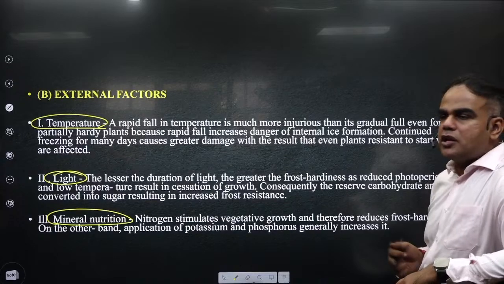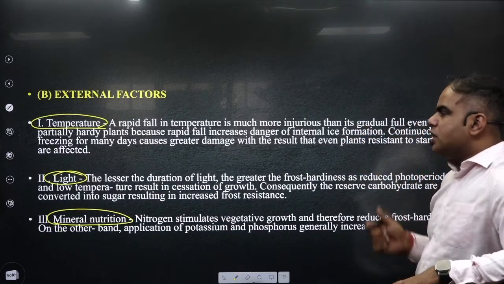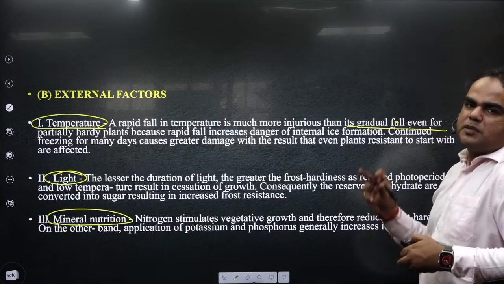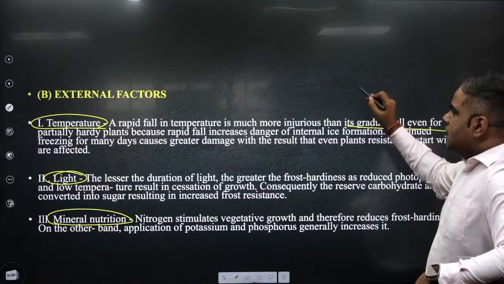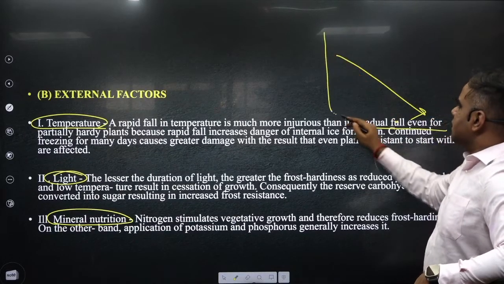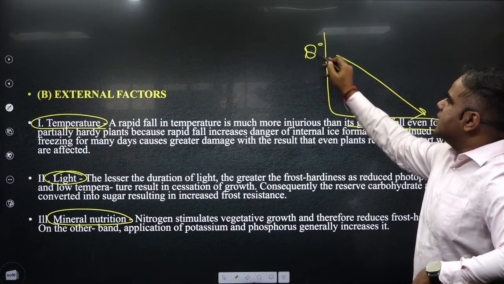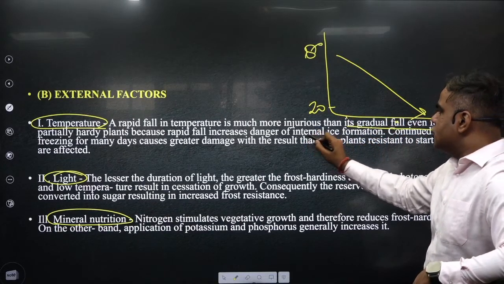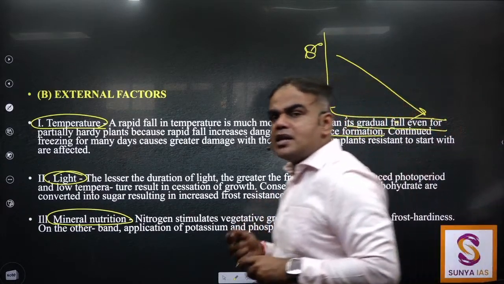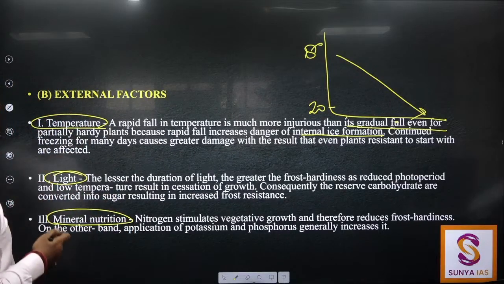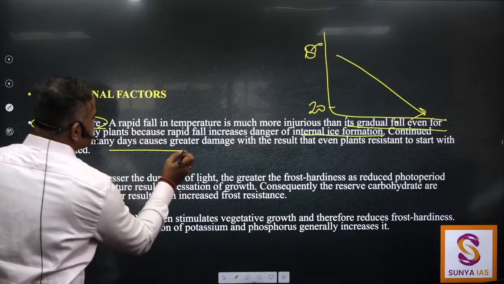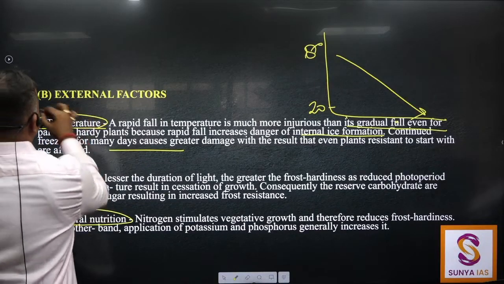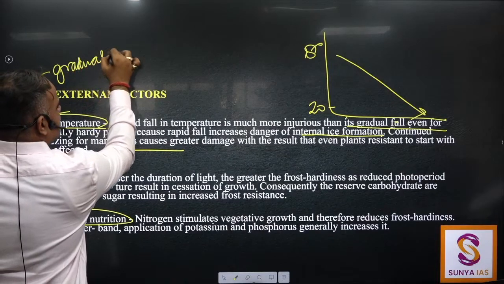So the very first factor is temperature, and throughout the lecture we have been talking about temperature. Now, a rapid fall in temperature is much more injurious than a gradual fall, even for these partially hardy plants. Let's say this is a graph, this is around 8 degrees and this is somewhere around 2 degrees. If there is a very rapid fall in a very short span of time, it increases the danger of internal ice formation. Whereas if there is a very gradual fall, this is still better. Of course, if there is continued freezing for many days, there is a higher chance that damage will happen. So here two things we have seen in temperature, one is a gradual and one is a rapid fall.